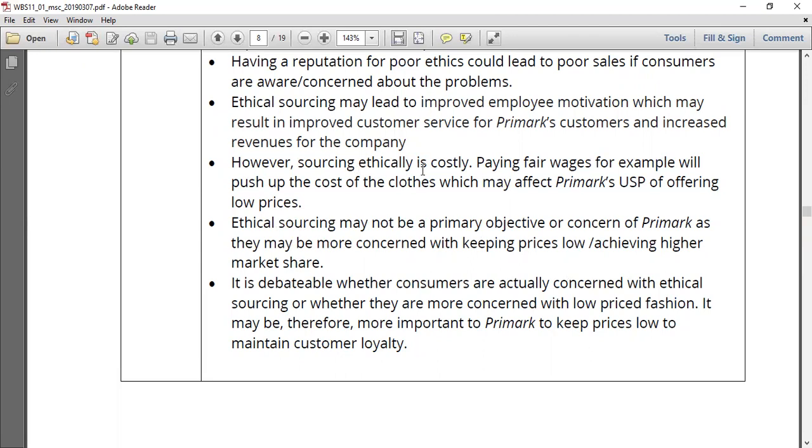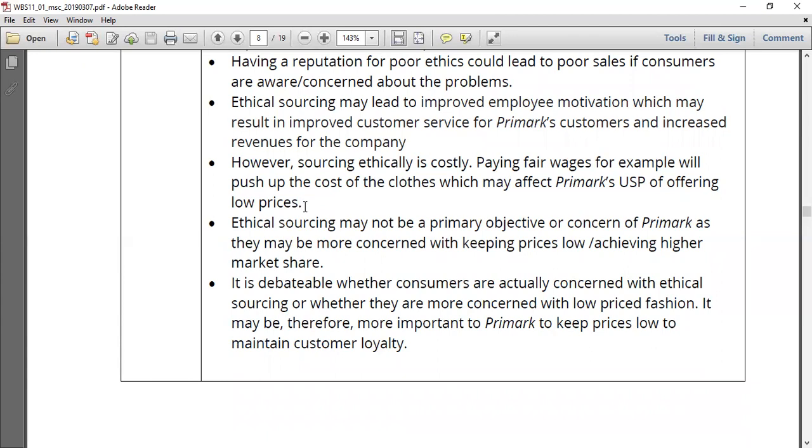However, ethical sourcing is costly, right? Nice things are not cheap. Paying fair wages, for example, will push up the cost of the clothes, which may affect Primark's unique selling point, USP, of offering low prices. So that can hit their marketing strategy.